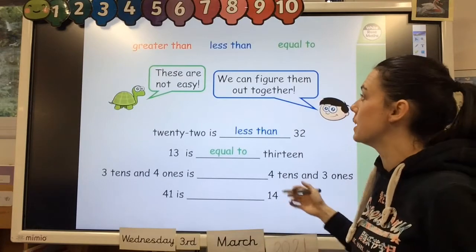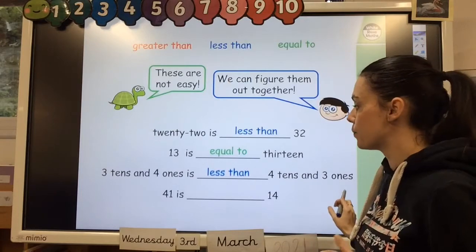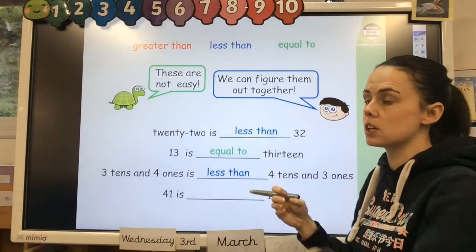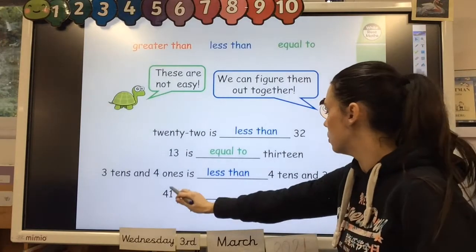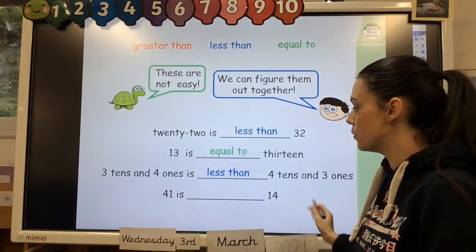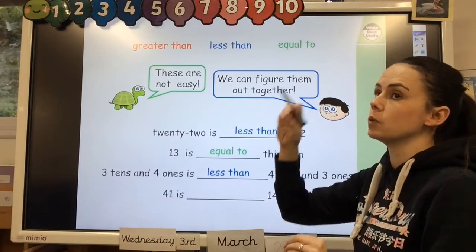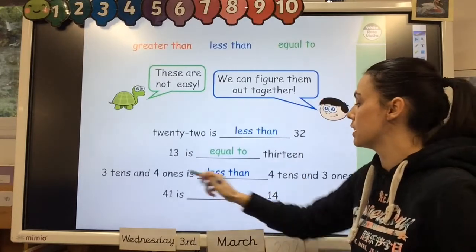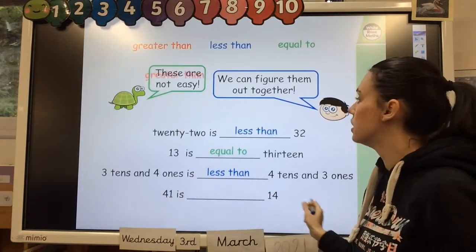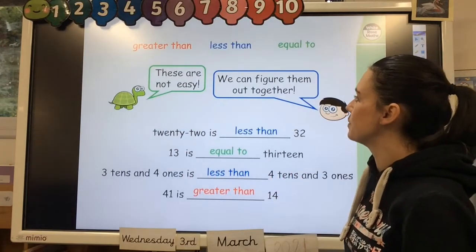It's smaller, isn't it? So 34 is less than 43, because 34 is a whole load down from 43. Now, 41 is something to 14. So find 41, find 14. Which one's bigger? 41's bigger, so 41 is bigger than or greater than 14. See, that wasn't too bad, Tiny, was it?